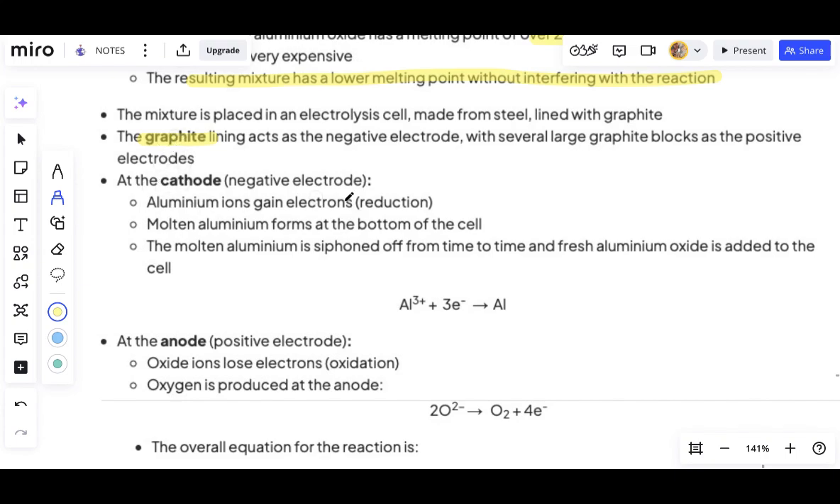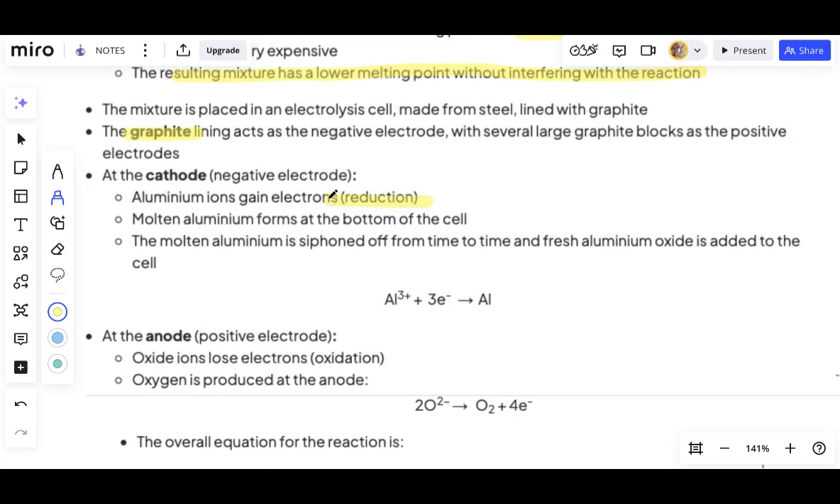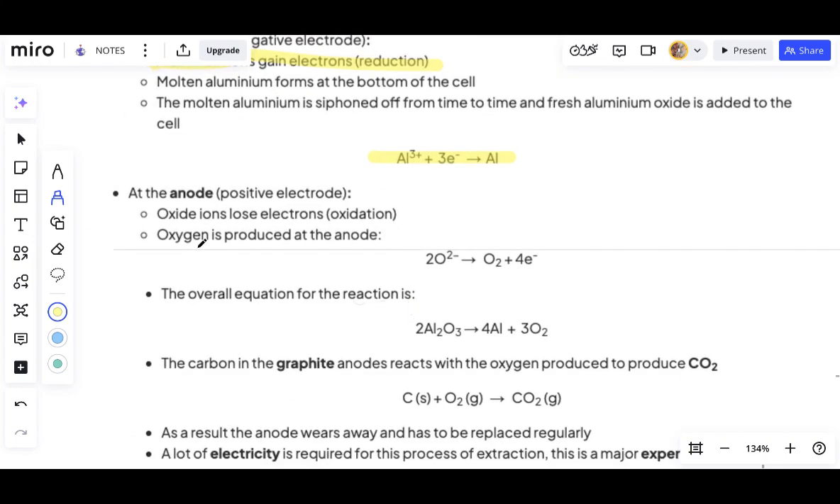Okay, now at the cathode, the negative electrode, we already discussed what happens. Aluminium ions gain electrons at the cathode. This is a reduction reaction. We've written the equation, right? The electrons are coming from the battery. They go to the negative terminal, which is called the cathode. And then the aluminium ion that migrated to the cathode gains these electrons coming from the battery, to become aluminium.